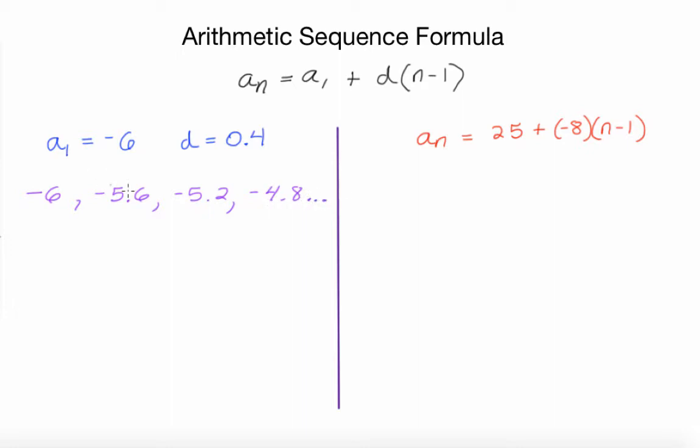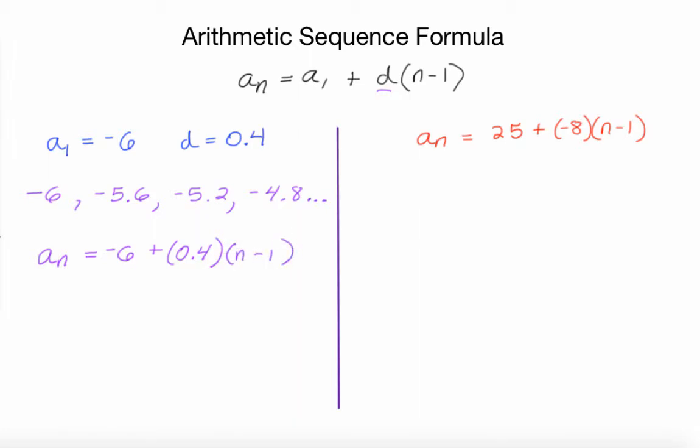But if I wanted to write a formula for it, I could say any term in the sequence is equal to the first term, which is -6, plus 0.4, that's what I'm adding, so I'm putting it in place of d, times n minus 1.